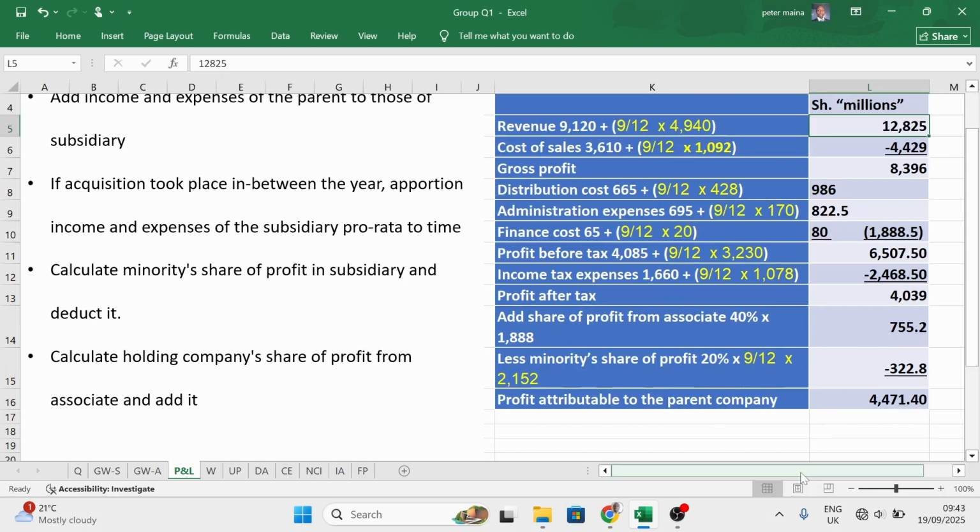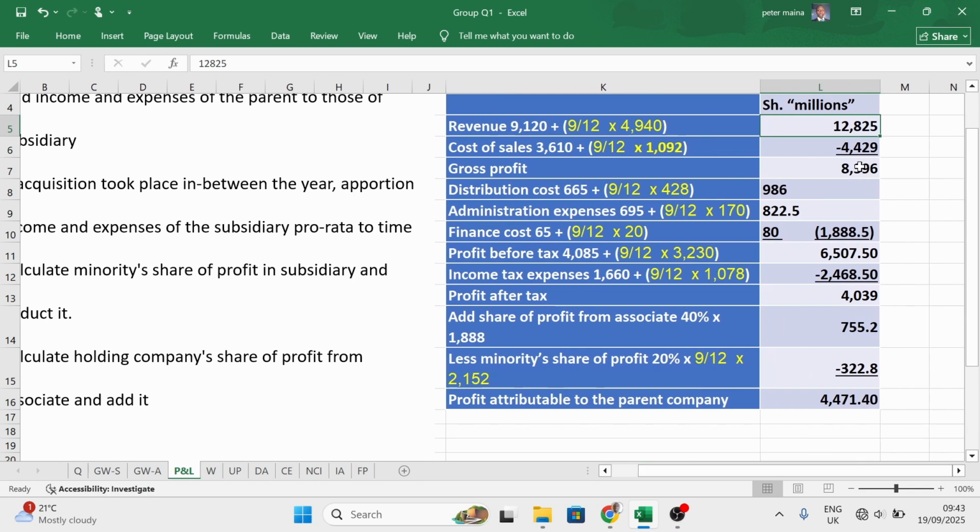So once you have apportioned and you have done the additions and subtraction until the point where you have profit after tax, next you are supposed to add share of profit from associate after tax. So go to the question, look at the profit the associate made after tax, then the parent is supposed to take 40% of it.